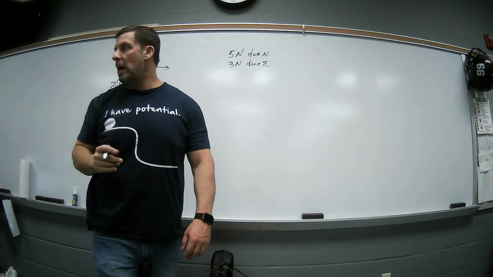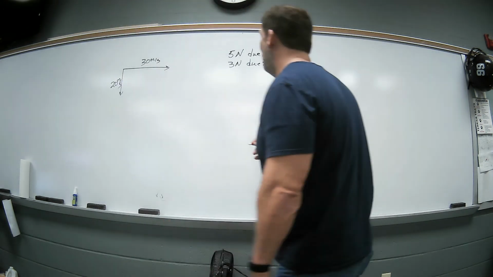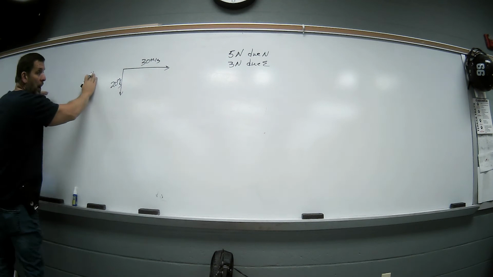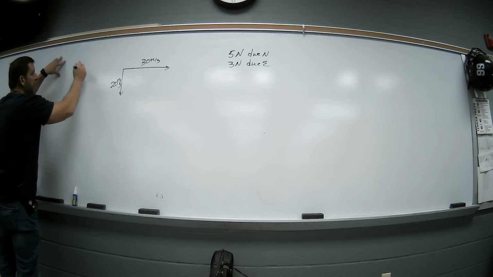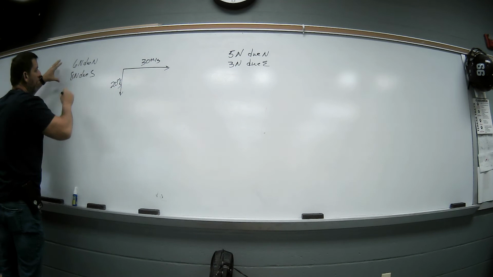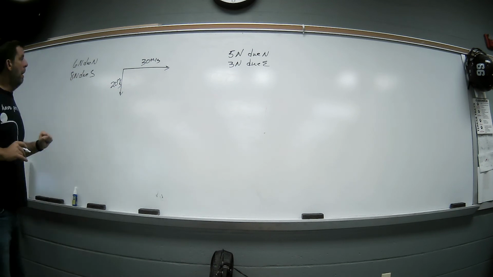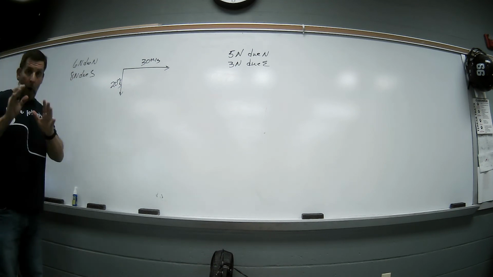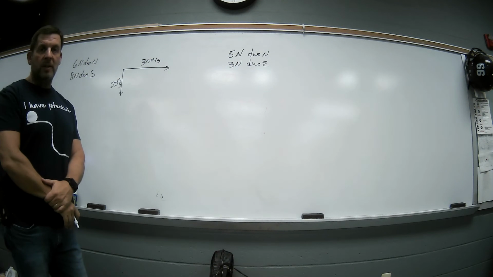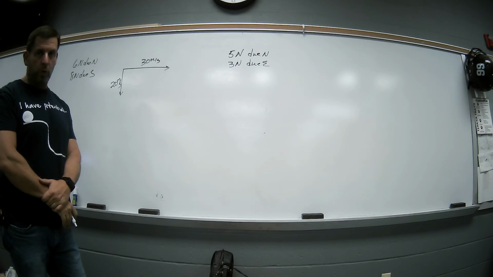Oh, let's do one more. I'm excited here. I've got to make sure I've got enough room here. Here's one. What if I had this? 6 newtons due north, 8 newtons due south. All right, we're going to start with that one. So pause the camera. Please pause it right now. I'll give you 5 seconds to pause it. I want you to work on those on your own.